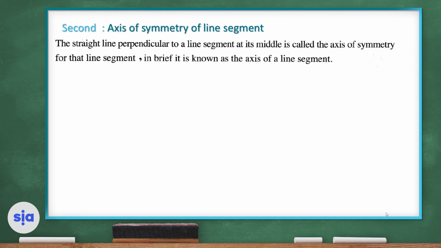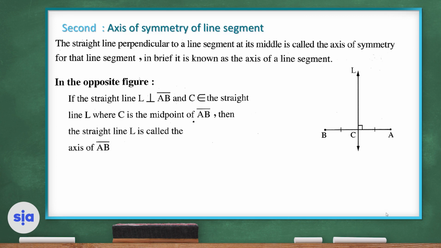Second, we're going to learn about the axis of symmetry of the line segment. The straight line perpendicular to a line segment at its middle is called the axis of symmetry for that line segment. In brief, it's known as the axis of a line segment. In the opposite figure, if the straight line L is perpendicular to AB and C belongs to the straight line L, where C is the midpoint of AB, then the straight line L is called the axis of AB.